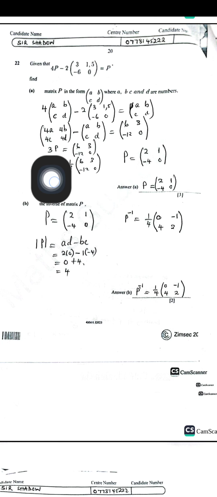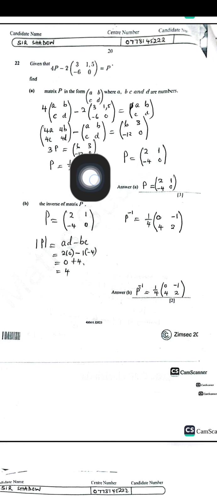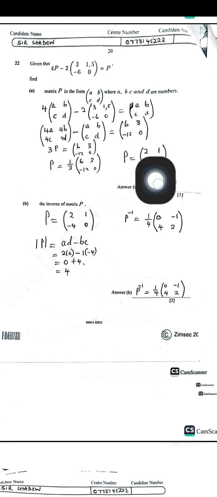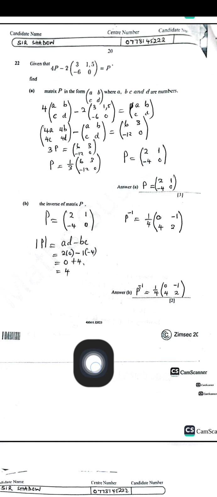So I want to find p. So I divide everything inside by 3. So 1 over 3 times 6, I get 2. 1 over 3 times 3, I get 1. 1 over 3 times minus 12, I get minus 4. 1 over 3 times 0, I get 0. So p is equal to 2, 1, minus 4, 0.